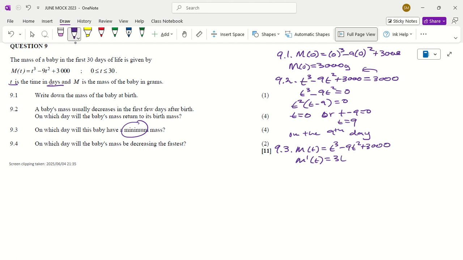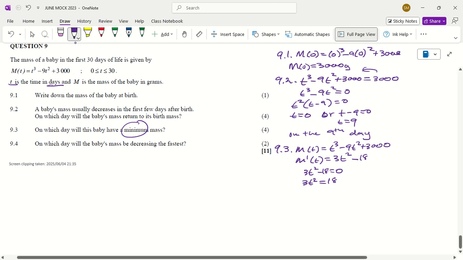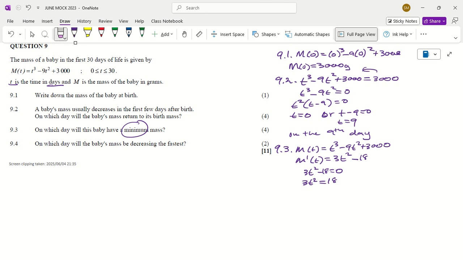So this is 3t squared minus, this is going to be 9 times 2, which is 18. So we are going to let 3t squared minus 18 equal to 0. In fact, the derivative, yes. So this is 3t squared is equal to 18, and then now we're going to have a common factor of 3 here.